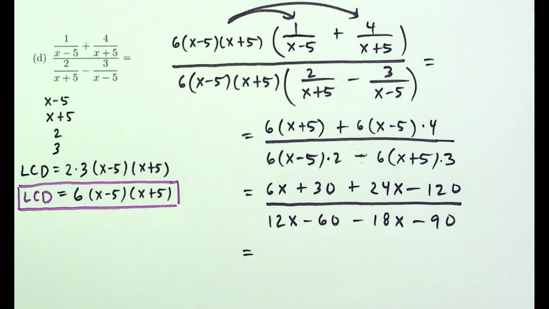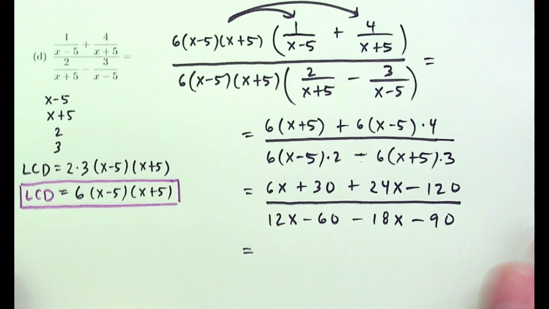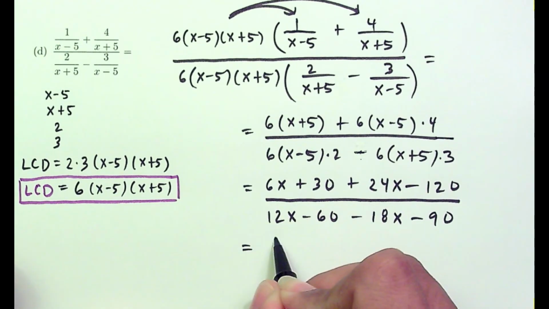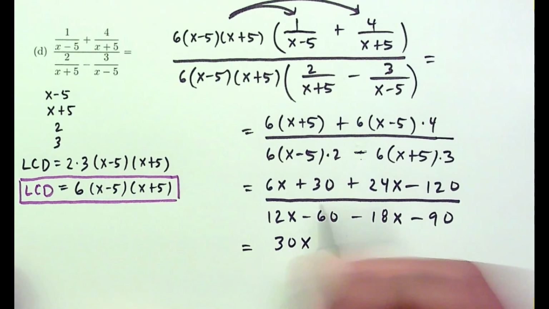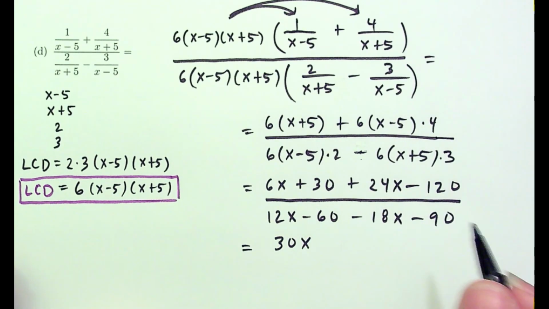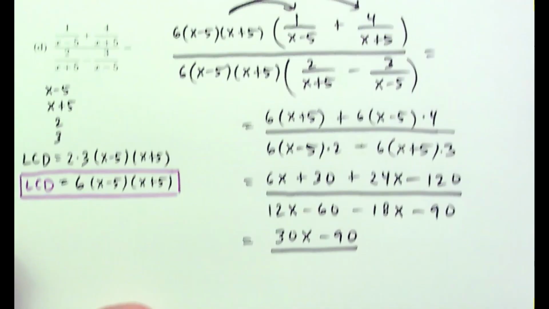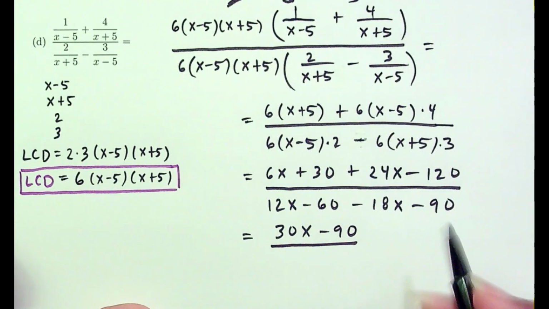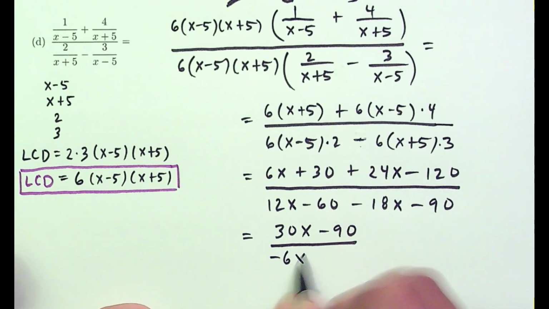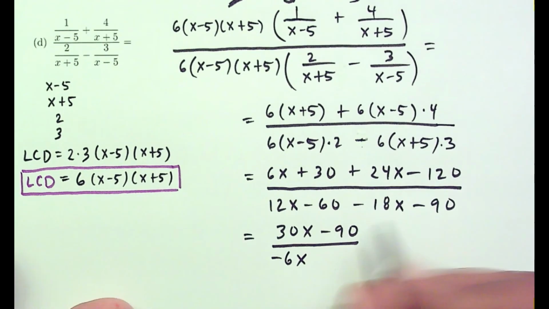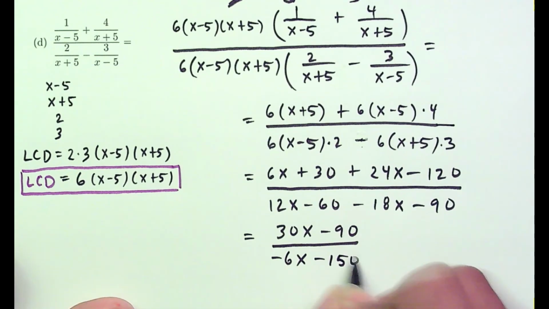And now, combine like terms. This is going to be 30x. 30 minus 120 is minus 90. And then on the bottom, 12 minus 18x, that would be negative 6x. And negative 60 minus 90, that would be minus 150.